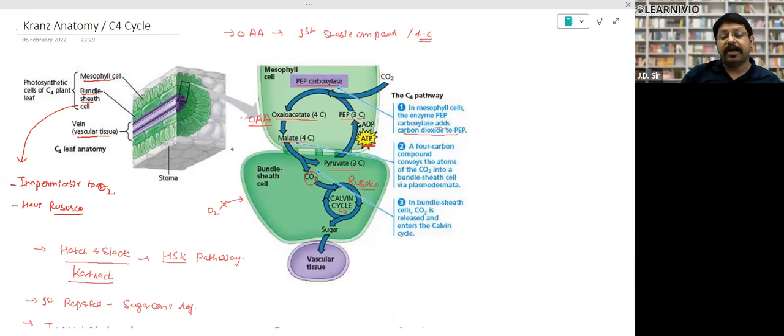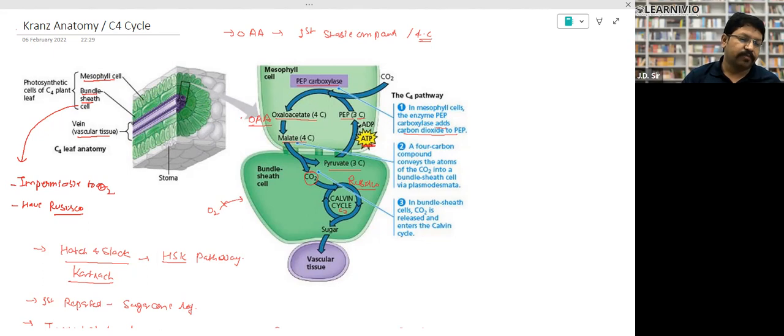How do they avoid the process of photorespiration? They have a different mechanism and a different arrangement of tissues. What is that arrangement? They have Kranz anatomy. What is the Kranz anatomy? In Kranz anatomy, this is the structure of the leaf.